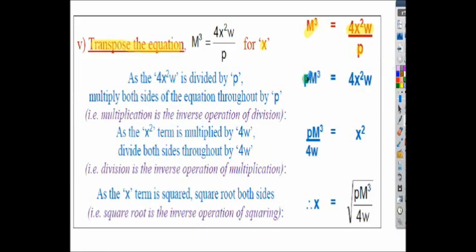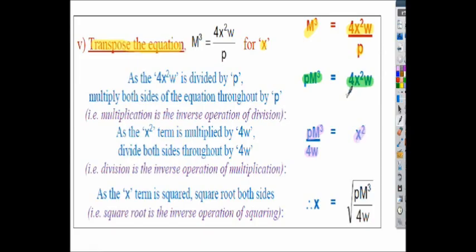On the next line I have p multiplied by m cubed is equal to 4 multiplied by x squared multiplied by w. But I'm trying to find x, so I need to now remove the 4 and the w from the right hand side. So I'm going to divide both sides by 4w, which is what's been done here. So I end up with p multiplied by m cubed divided by 4w, and that's equal to x squared.